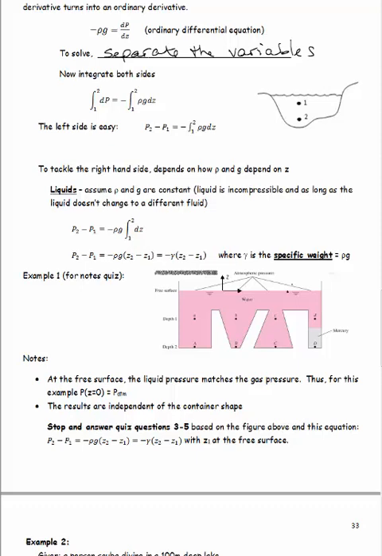Another thing to remember is that container shape doesn't matter. If you look at this equation, delta P equals minus gamma delta z, the only things in that equation that determine what the pressure is are which fluid it is, or the fluid property, which is the specific weight, and the depth. So it doesn't matter what kind of shape the container is. So go ahead and answer quiz questions 3 through 5. Those questions are based on this figure, so when it talks about little a, b, c, etc., it has to do with that figure.